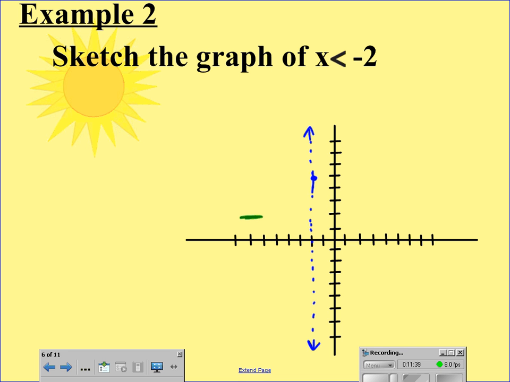What about above negative 2? What's above negative 2? Negative 1, 0, 12. So everything over here is above negative 2. Do I have less than or equal to, less than, greater than or equal to, or greater than? Less than, so that means I'm going to shade on the side with the minus.